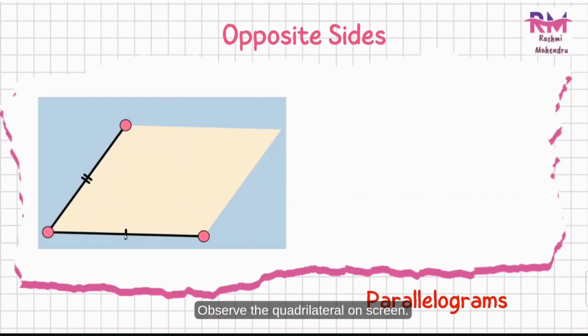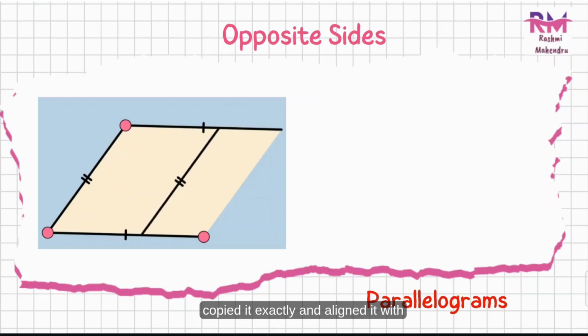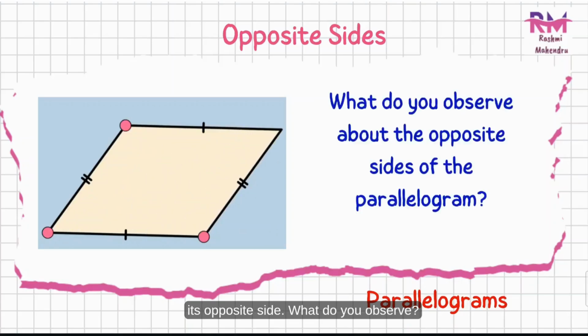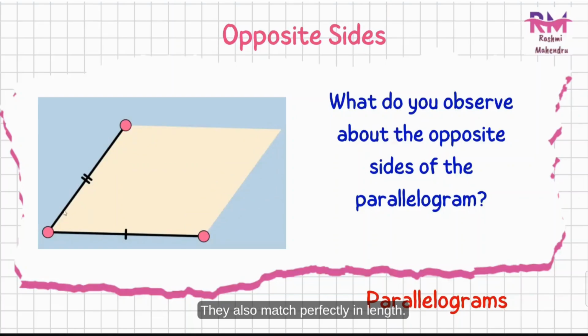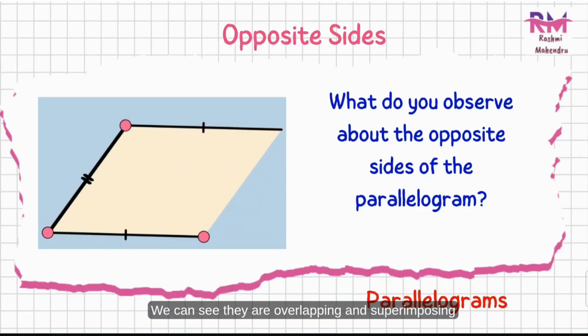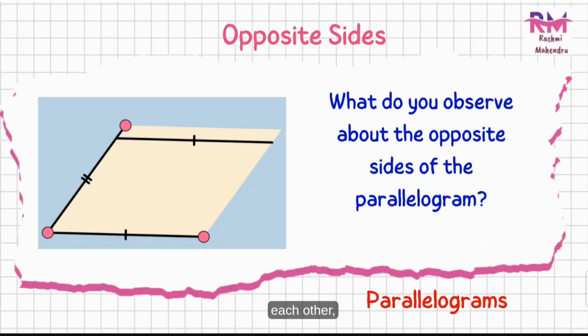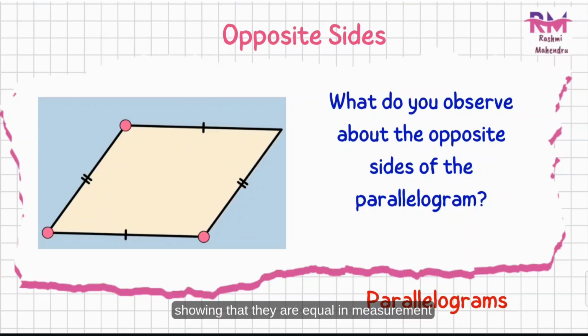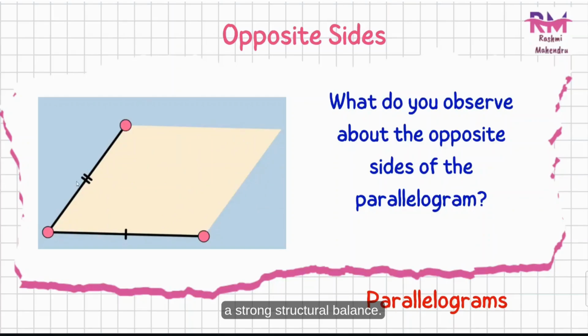Observe the quadrilateral on screen. We have taken one side of this quadrilateral, copied it exactly, and aligned it with its opposite side. What do you observe? They don't merely run parallel to one another, they also match perfectly in length. We can see they are overlapping and superimposing each other, showing that they are equal in measurement and also parallel. That is why parallelograms have a strong structural balance.